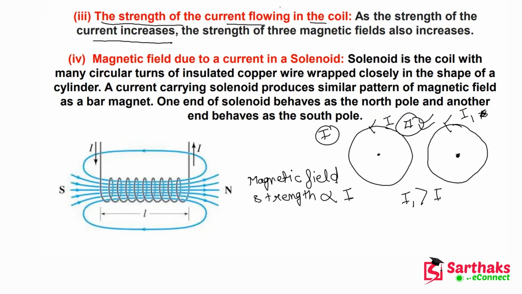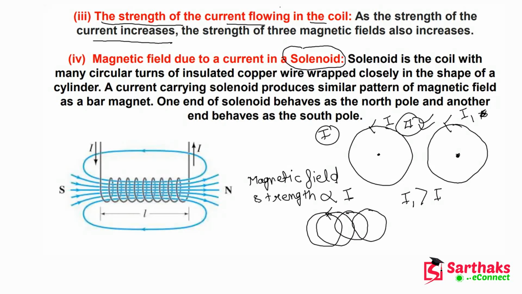Okay, so first of all, let me tell you what a solenoid is. A solenoid is nothing but what you get if you add single turns. Let's suppose this is your circular loop, and we know how to find the direction of the magnetic field in this case. Now if you keep adding these turns like this, then it will simply become a solenoid.